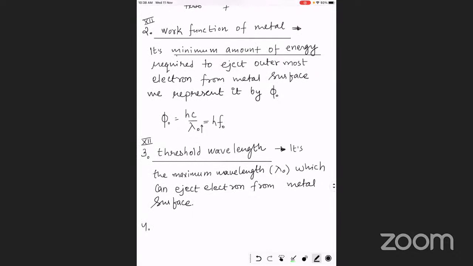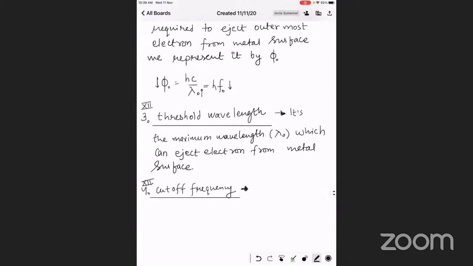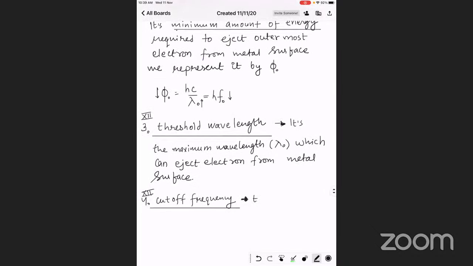Now write point number 4. It is also very important for 12th. Cutoff frequency. What is this cutoff frequency? F naught. So what you would like to comment about F naught? You want minimum energy. Phi naught you want minimum. So F naught should be minimum. So what is F naught? What is cutoff frequency?